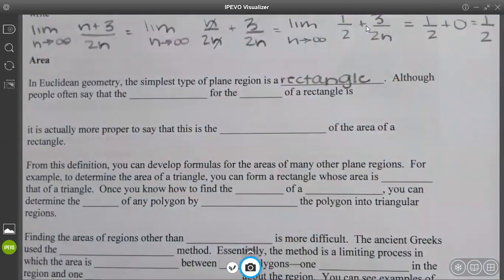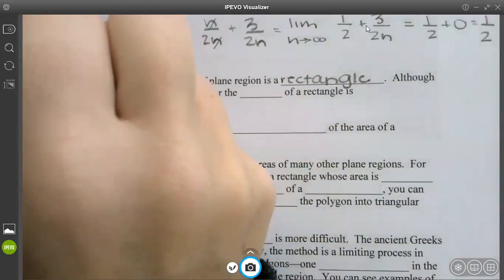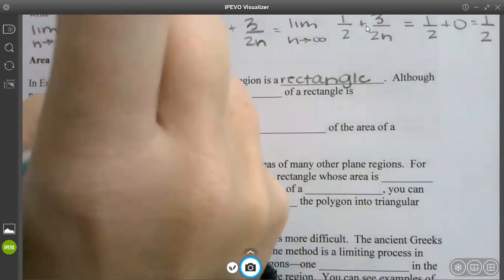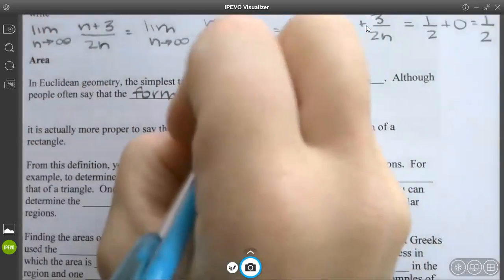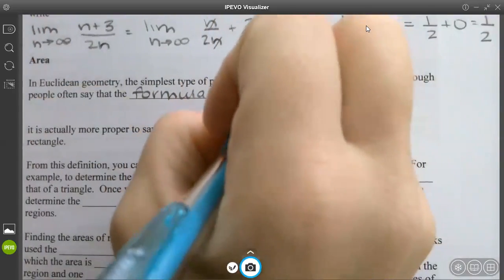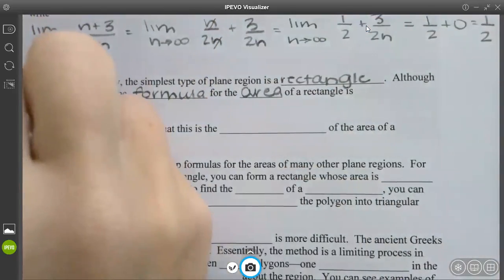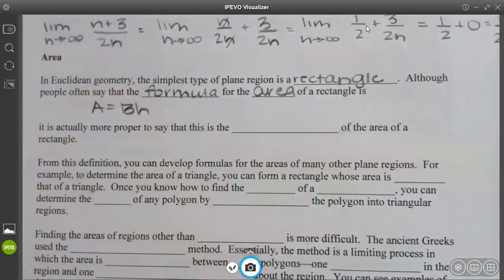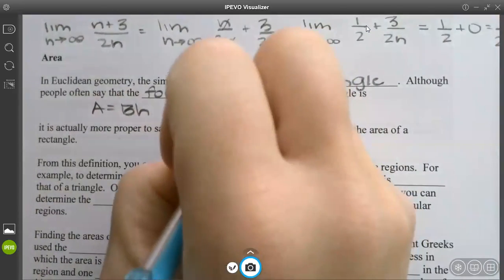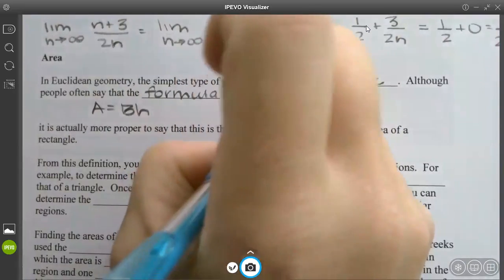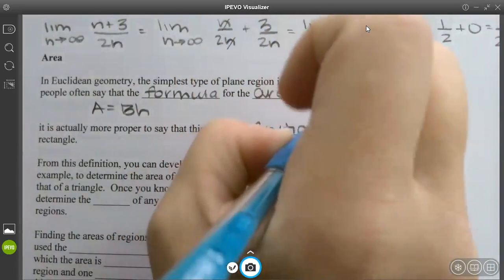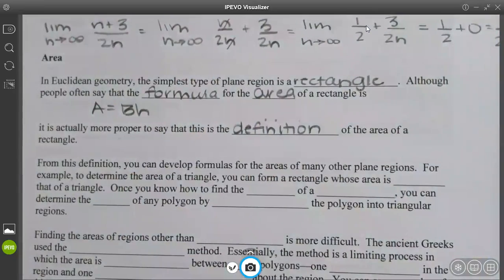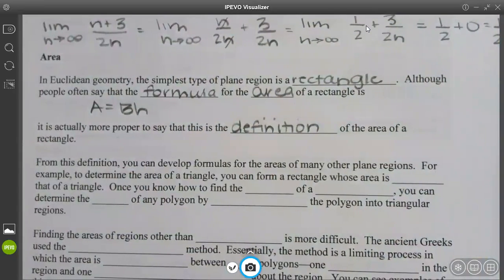And although people often say that the formula for the area of a rectangle is area equals base times height, you could do length times width, it doesn't matter. It is actually more proper to say that this is the definition, not the formula, the definition of the area of a rectangle.